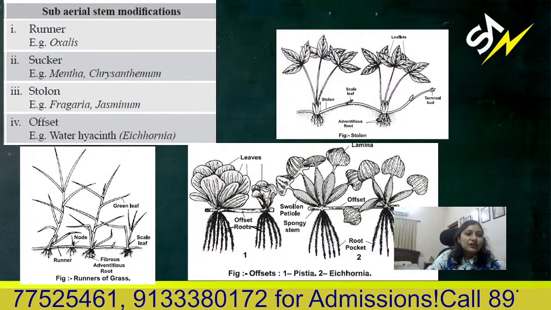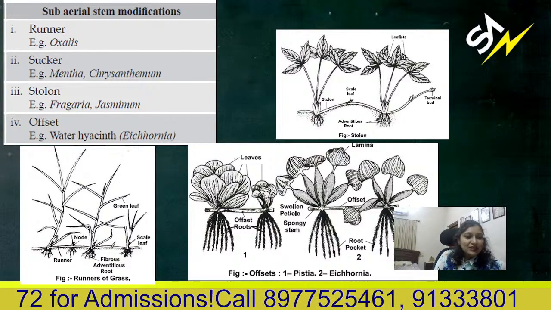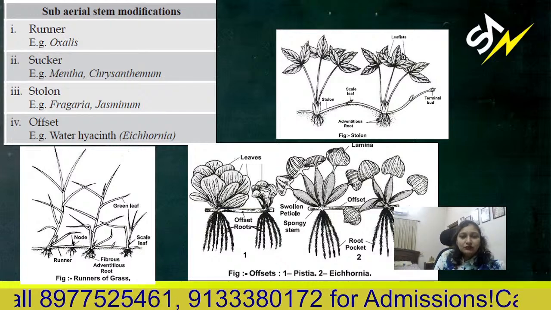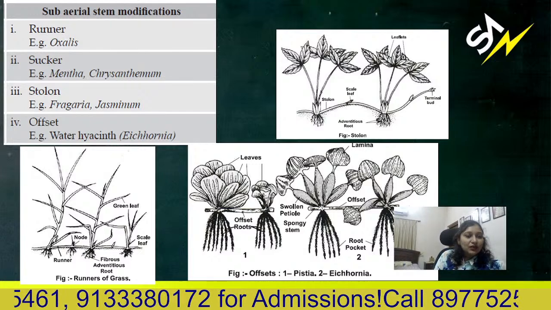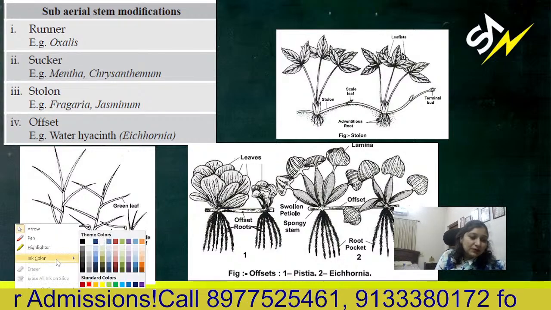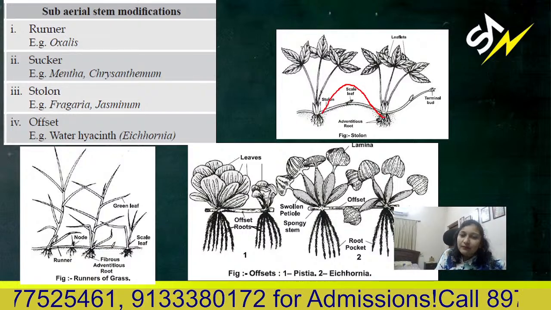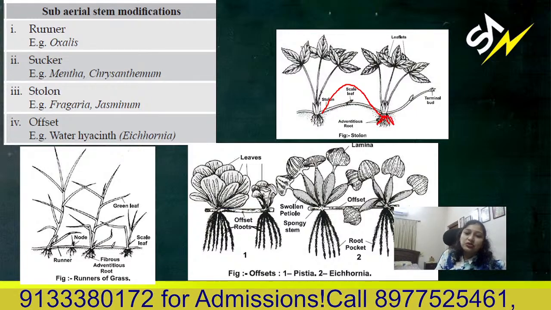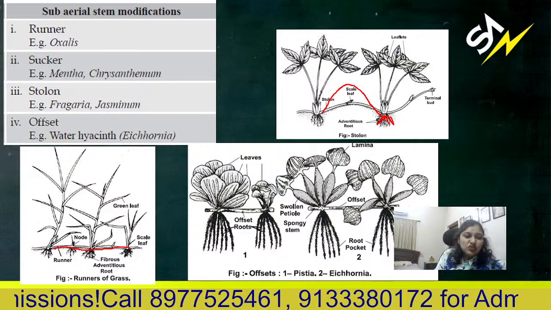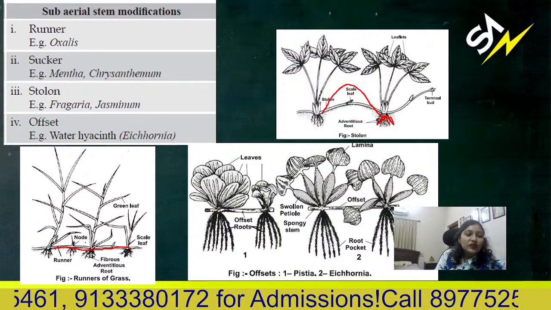So this is modification for vegetative propagation: runner, sucker, stolon and offset. Runner, like in grasses, spreads throughout from the node region. Then stolon, like in mentha, jasmine and strawberry, you can see the subaerial branch near the ground first grows upward and then returns back to the ground, and from there rooting and shooting will start. This is known as stolon. It runs parallel to the ground, and from each node roots start. Then sucker, in the case of chrysanthemum and mentha.